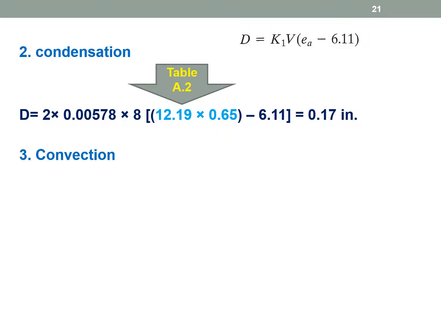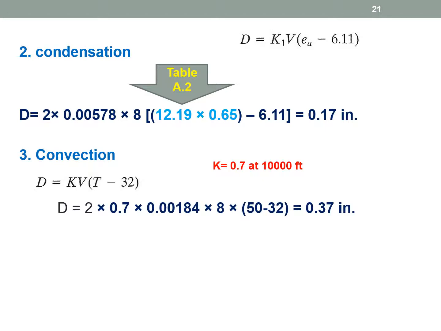Number 3, convection. Again, the constant K for 10,000 feet will be 0.7. D equals K times V times (T minus 32). I recommend you stop the video on any of these answers and try to answer, and then play the video to see the answer. So D will be 2 times 0.7 times 0.00184. That is 0.7 times this number, which is for 10,000 feet, times 8, the wind velocity, times 50 minus 32, which will be 0.37 inches.